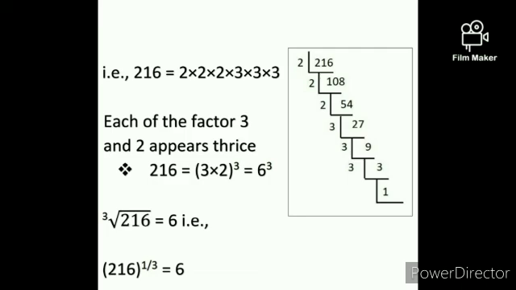Here each of the factors 3 and 2 appears thrice. Therefore, 216 is equal to 3 into 2 the whole raised to 3. So 3 multiplied by 2 is 6, and the index is 3. That means 6 into 6 into 6 will give you 216. Therefore, cube root of 216 is equal to 6.